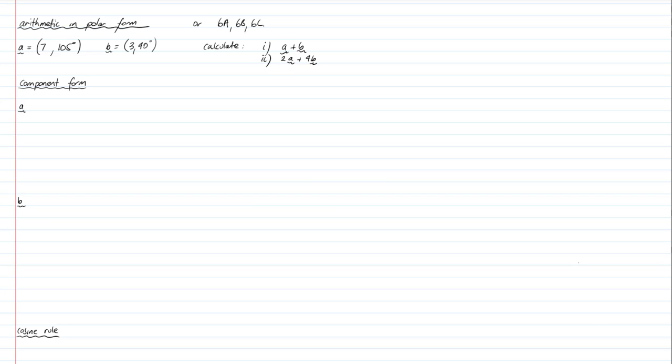So the component form option involves taking our polar form, converting them into component form, doing that really simple addition, i component and j component, and then converting back to polar form if that's required. The cosine rule involves considering our two vectors and building a triangle out of those. And they both have their benefits, but let's run through them first.